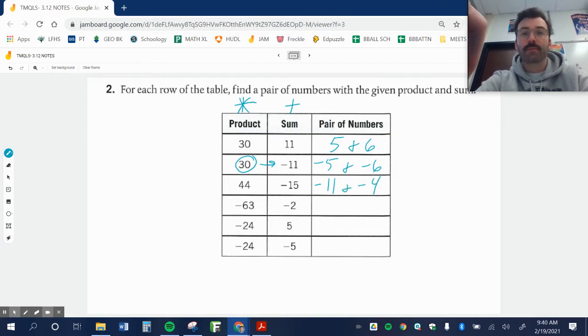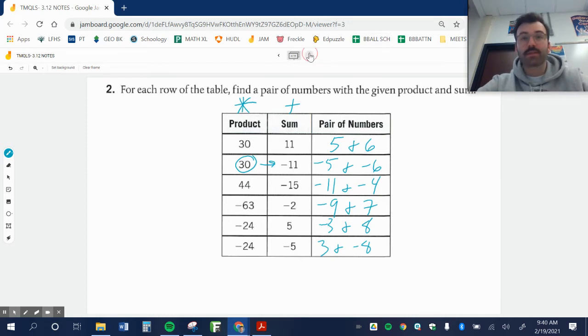Now you'll notice that the products were all positive, so the numbers were double positive or double negative. Now that my products are all negative, that means one number will be positive and one number will be negative. This one I got -9 and +7. For this one I got -3 and +8. And for this one I got 3 and -8.